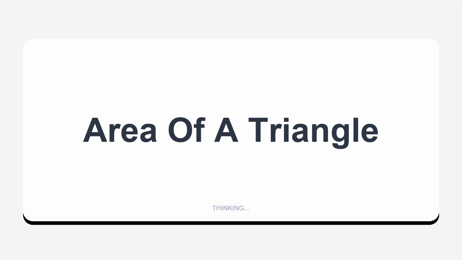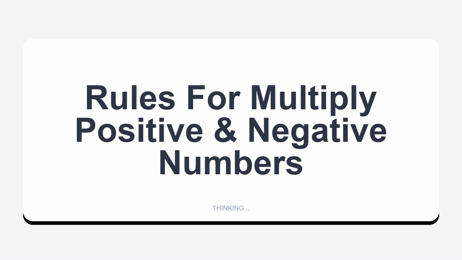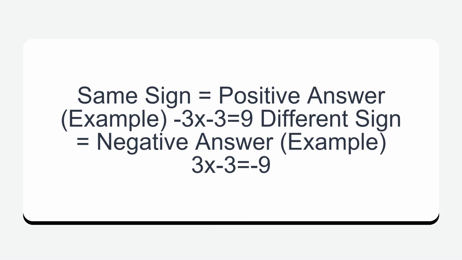Area of a triangle: base x height, divided by 2. Rules for multiplying positive and negative numbers. Same sign equals positive answer. Example, -3 times -3 is equal to 9. Different sign equals negative answer. Example, 3 times -3 is equal to -9.